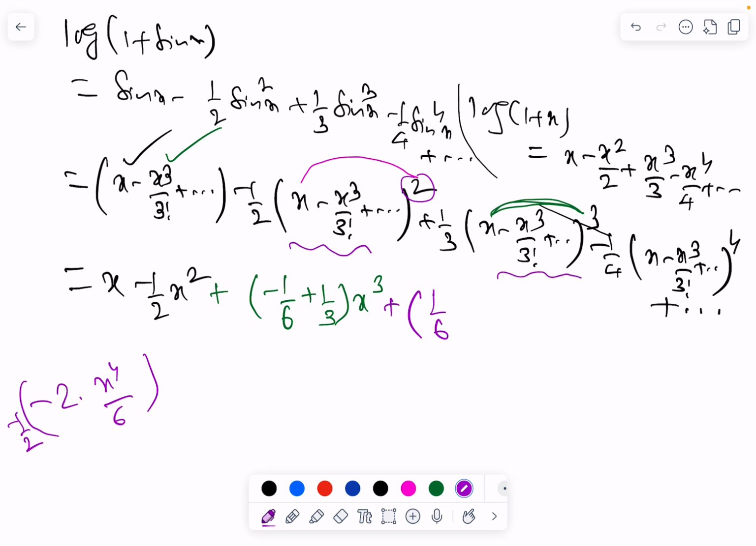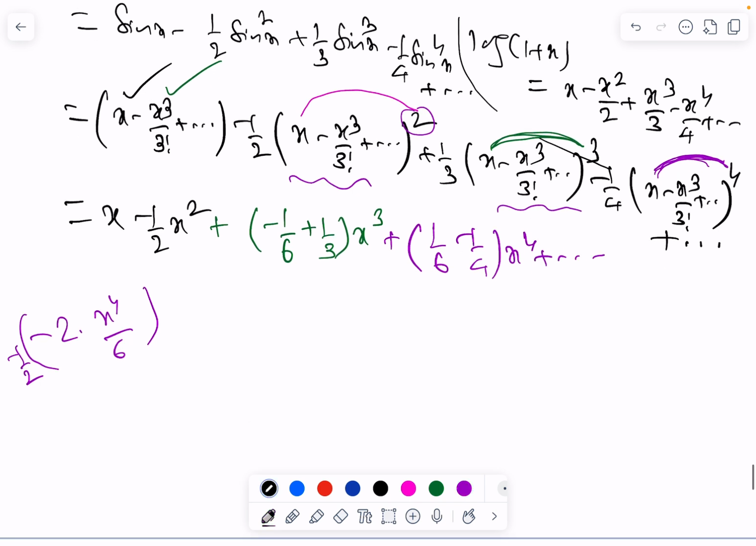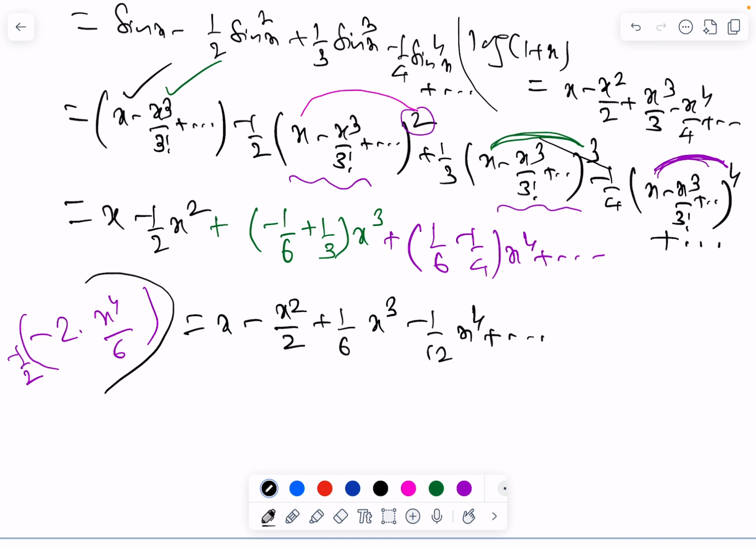We'll also get x power 4 from here, from a minus b cube. When we expand this, x power 4, so that is minus 1 by 4, and so on. So you have x minus x square by 2, plus 1 by 3 minus 1 by 6 times x cube, plus 1 by 6 minus 1 by 4, so that is minus 1 by 12 x power 4, and so on.